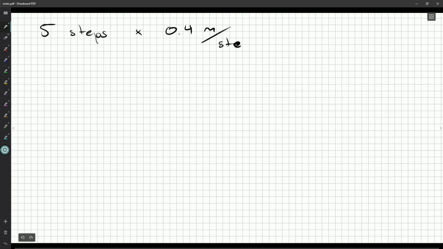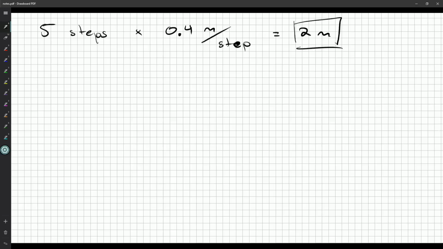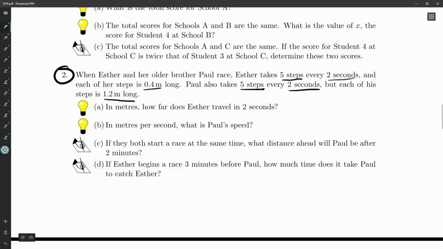Well, we know that she takes 5 steps every 2 seconds, and we know each step is 0.4 meters. So we just multiply them out. 5 times 4 is 20, and you move the decimal place over 1, because we're actually doing not 4, but 4/10. So we'll get 2 meters. So Esther moves 2 meters in 2 seconds. Esther moves 2 meters when she takes 5 steps. Now, it's a light bulb question, so we don't actually need to worry about our explanation, but we do have our calculation there just in case.